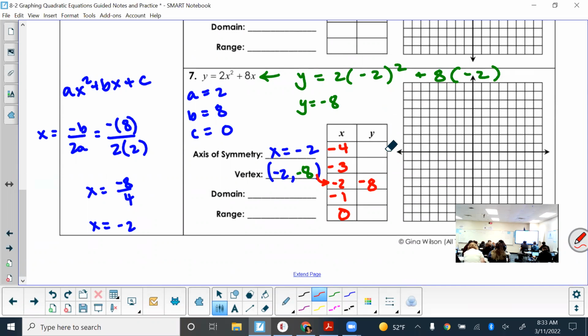All right, so then what was y when x is -4? 0. What's y when x is -3? All right, we already had the vertex. What's y when x is -1? And what's y when x is 0? Good. So you make your table by plugging it in, and you can use Desmos for that.